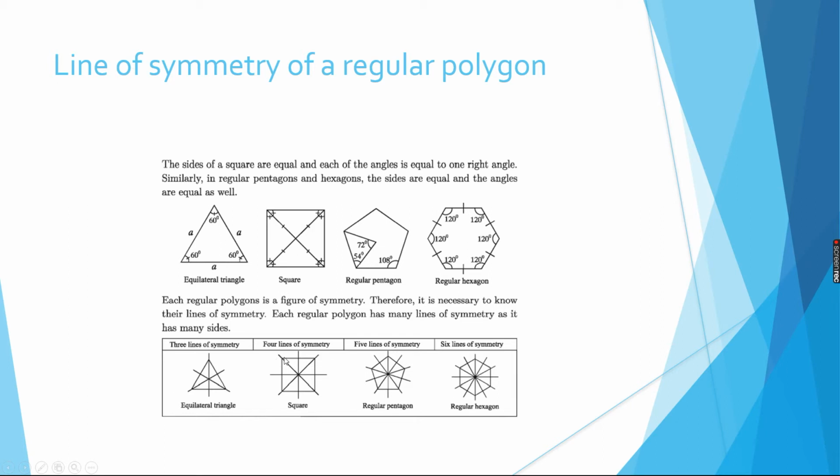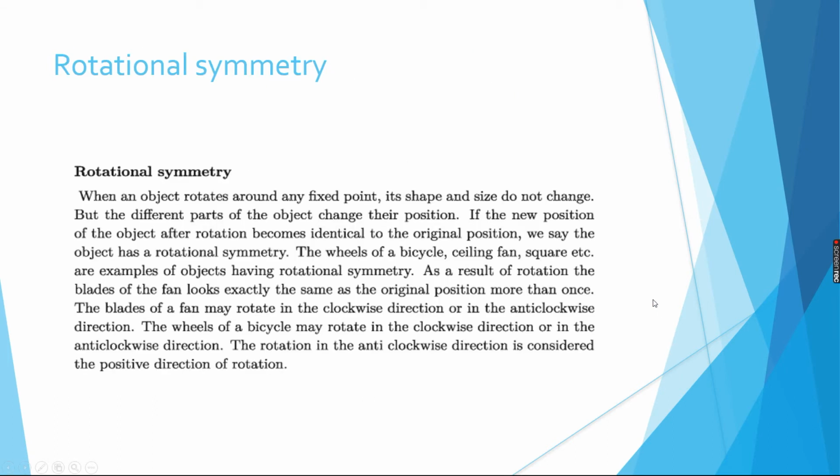In a square, you can see there are four lines of symmetry: 1, 2, 3, and 4. 5 lines of symmetry in a regular pentagon: 1, 2, 3, 4, and 5. So that's all. And 6 lines of symmetry for a regular hexagon. So you can see that the number of sides and the lines of symmetry is equal. So now we can move on to the next topic, rotational symmetry.